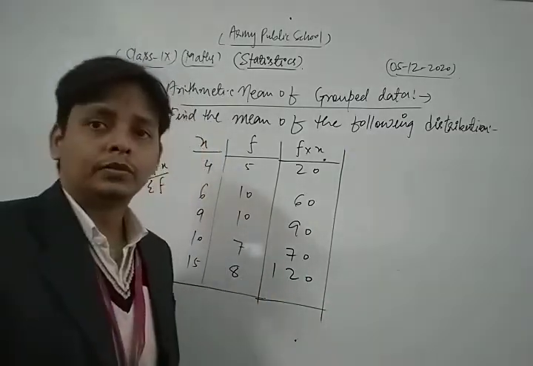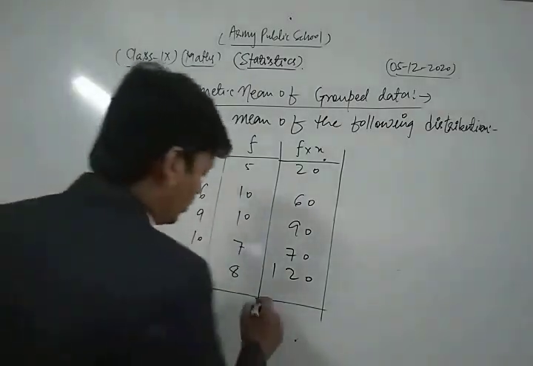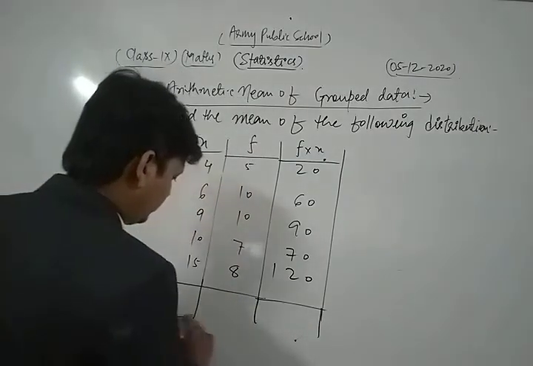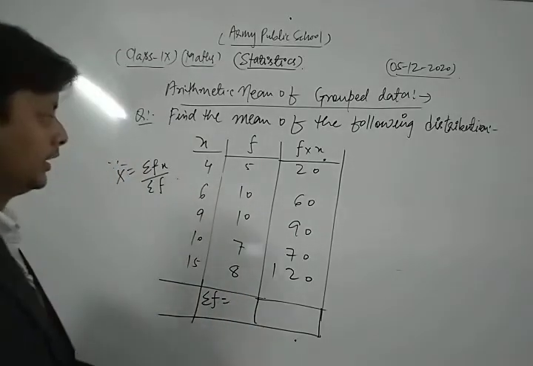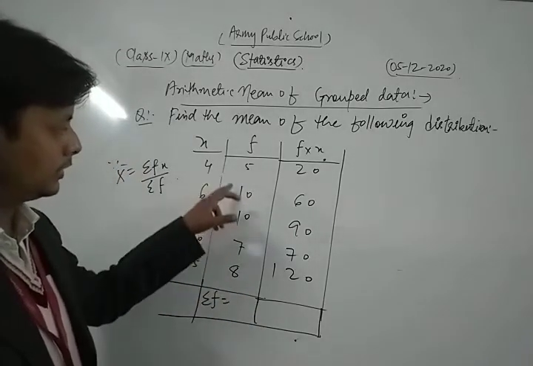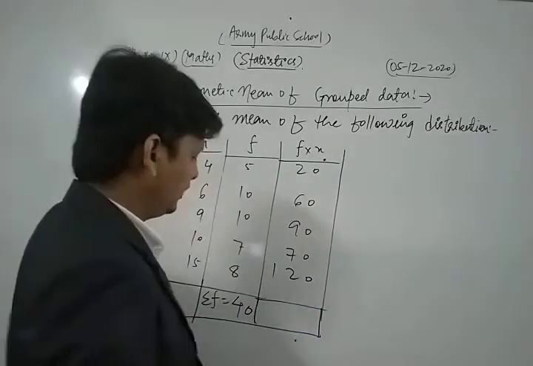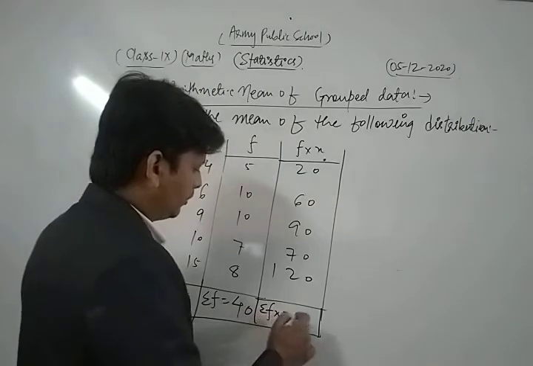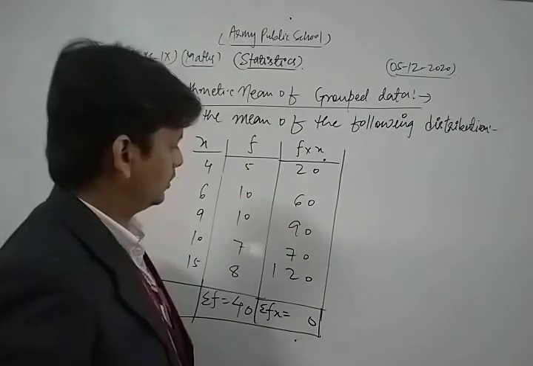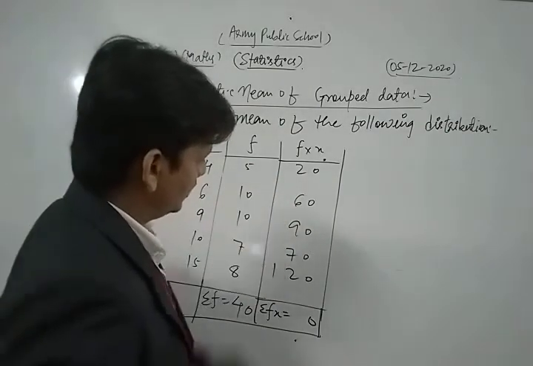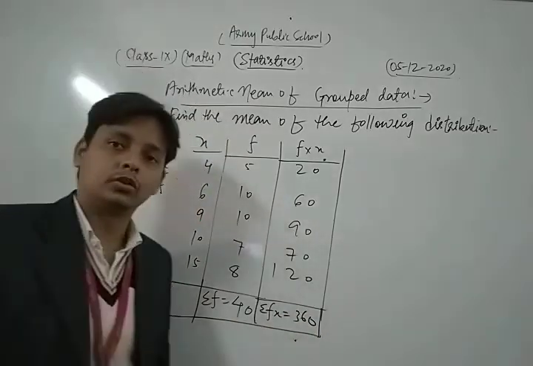Now listen, what do we do? In the formula we have sigma fx. The meaning of sigma is plus. So first of all, we add sigma f. The sum of frequency is what? Let's see. The sum of frequency is 40 here, and now we add them, meaning sigma f into x. The value of sigma f into x is 360. Right.